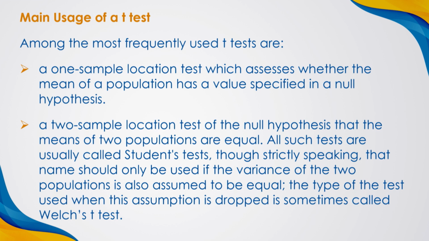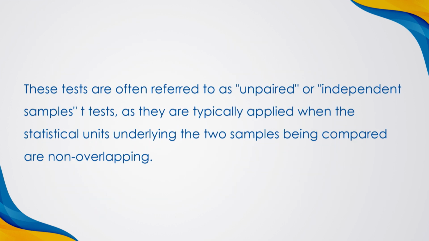The type of the test used when this assumption is dropped is sometimes called a Welch test. These tests are often referred to as unpaired or independent samples t test, as they are typically applied when the statistical units underlying the two samples being compared are non-overlapping.